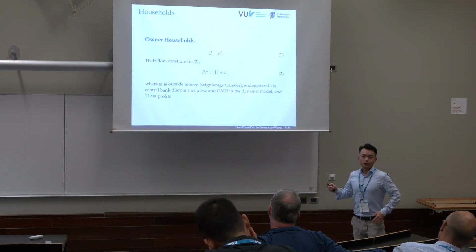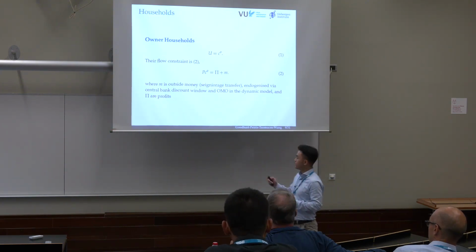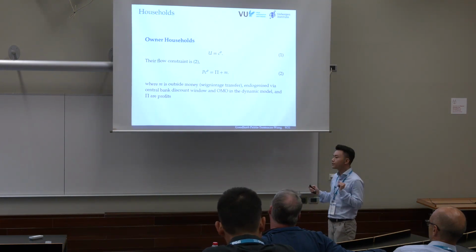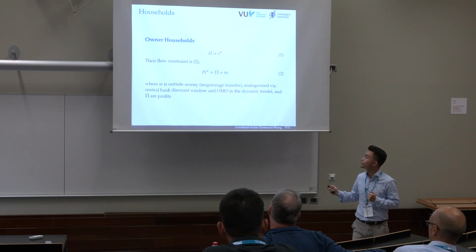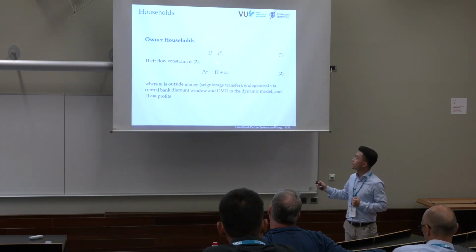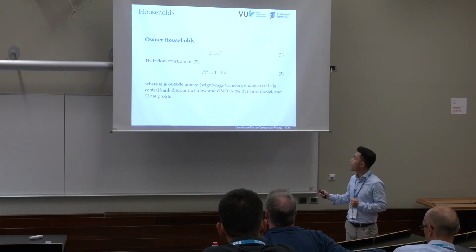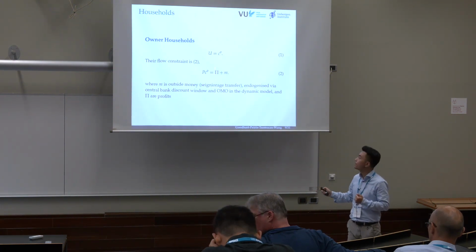The owner households are the ones that hold a lot of shares in their portfolio. They have a simple utility function. In the dynamic model, we're going to have a very conventional utility function, but here the aim is to derive analytic solutions. They derive utility from output. They have the firm's profits in their resources. You can think of that as the dividends from the firms.